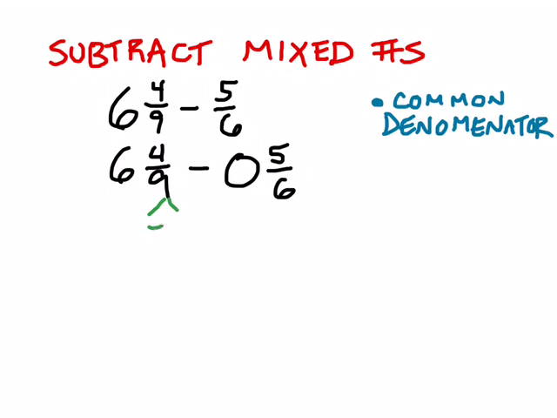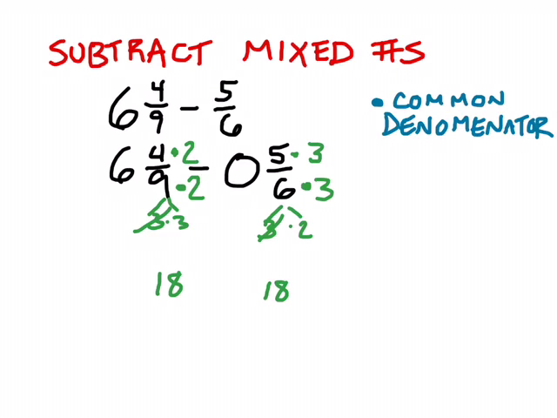So I see my 9, which is a 3 times a 3, and my 6, which is a 3 times a 2, and they both have a 3. I'm going to be multiplying my 9 by 2 and my 6 by 3, which will give me a common denominator this time of 18. And I do the same thing to the top that I did to the bottom. So it's going to be 6 8/18 minus 0 if you want, and 15/18.